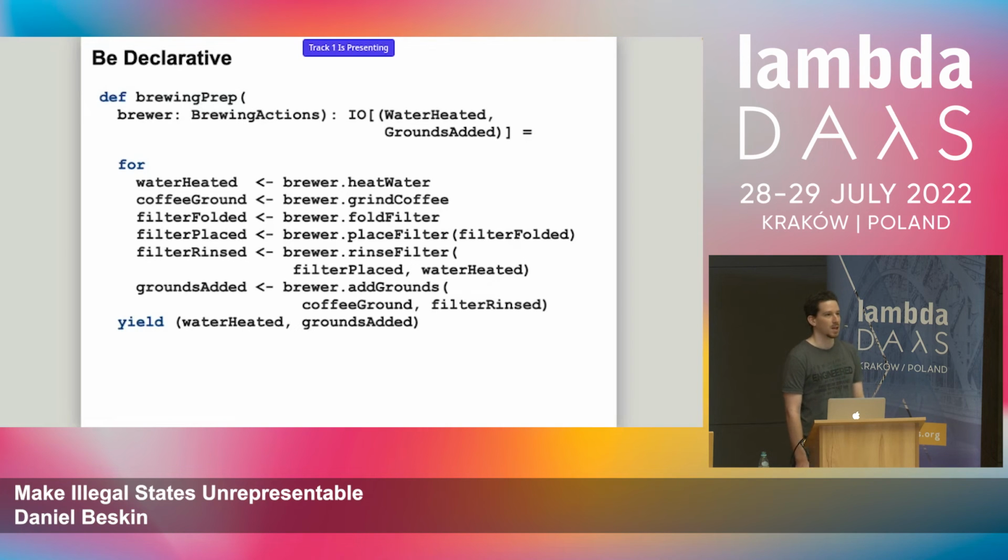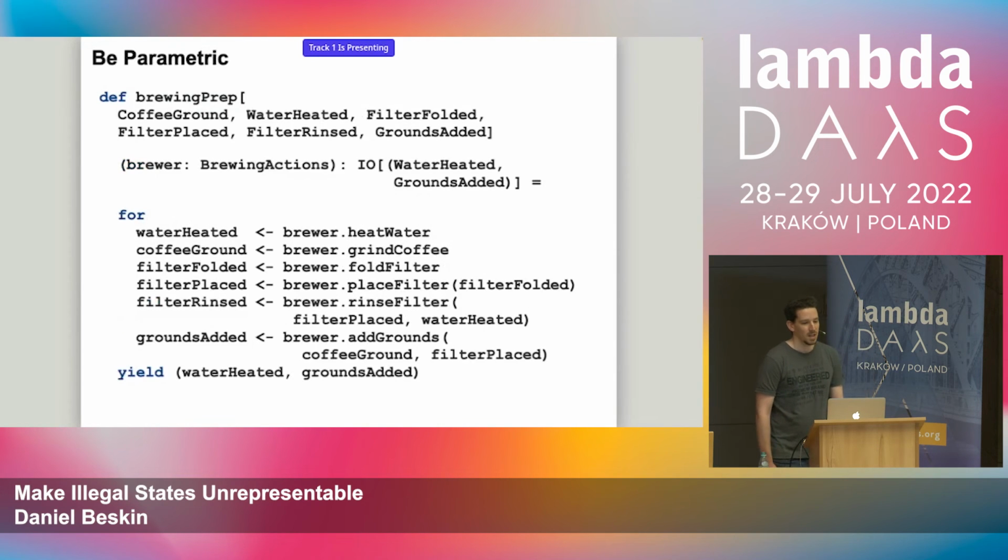But there is something that I didn't specify for the moment. What are those types? The water heated and grounds added types and all the rest I just used here. I just assumed that they are there, but I didn't actually specify them. And the answer is, I don't care. I literally don't care about those types. So much so that I can actually represent it in our type signature. Brewing prep doesn't really depend on the specific values of all the types of coffee ground, water heated, and the like. Why? Because it just passes them around. It doesn't inspect them in any way, and it just passes them around as kind of tokens of security, but it doesn't do anything else with them.